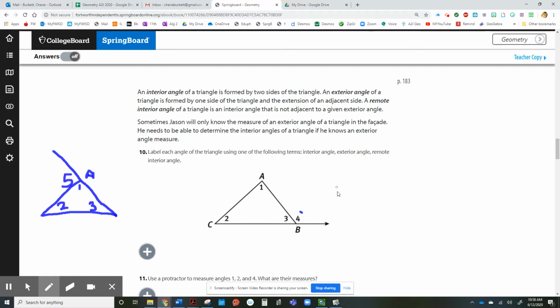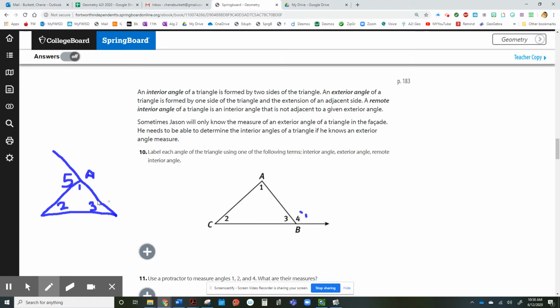Each exterior angle, just like angle 4 right here, is attached or is adjacent. That's the vocabulary word that we're going to focus on. It's adjacent to one of the three interior angles. The one that it's adjacent to is pretty easy to identify.